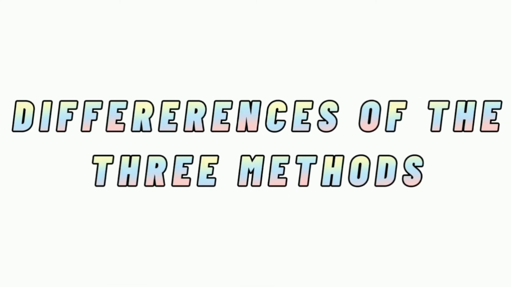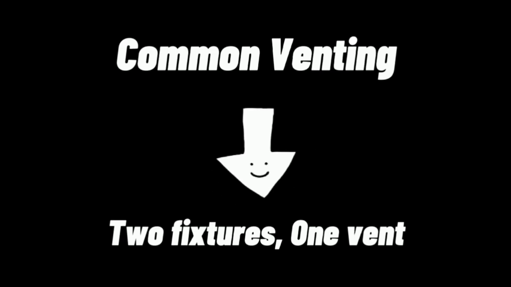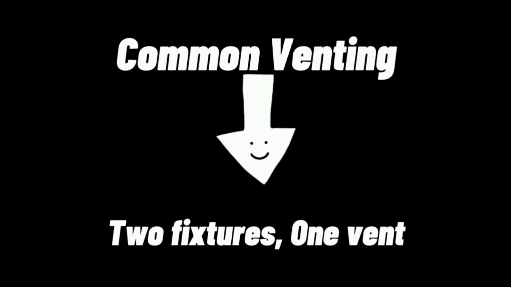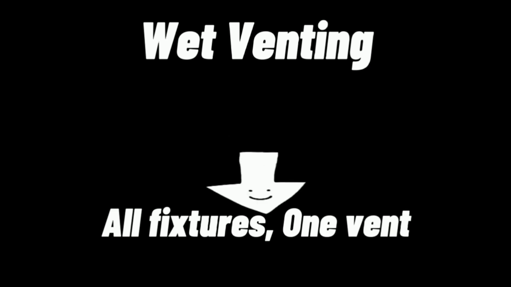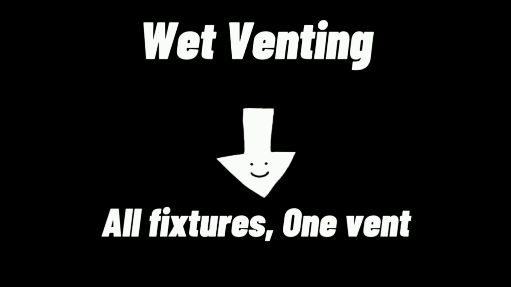So, to differentiate these first three methods, just remember this. For individual venting, one fixture, one vent. For common venting, two fixtures, one vent. And for wet venting, all fixtures, one vent.